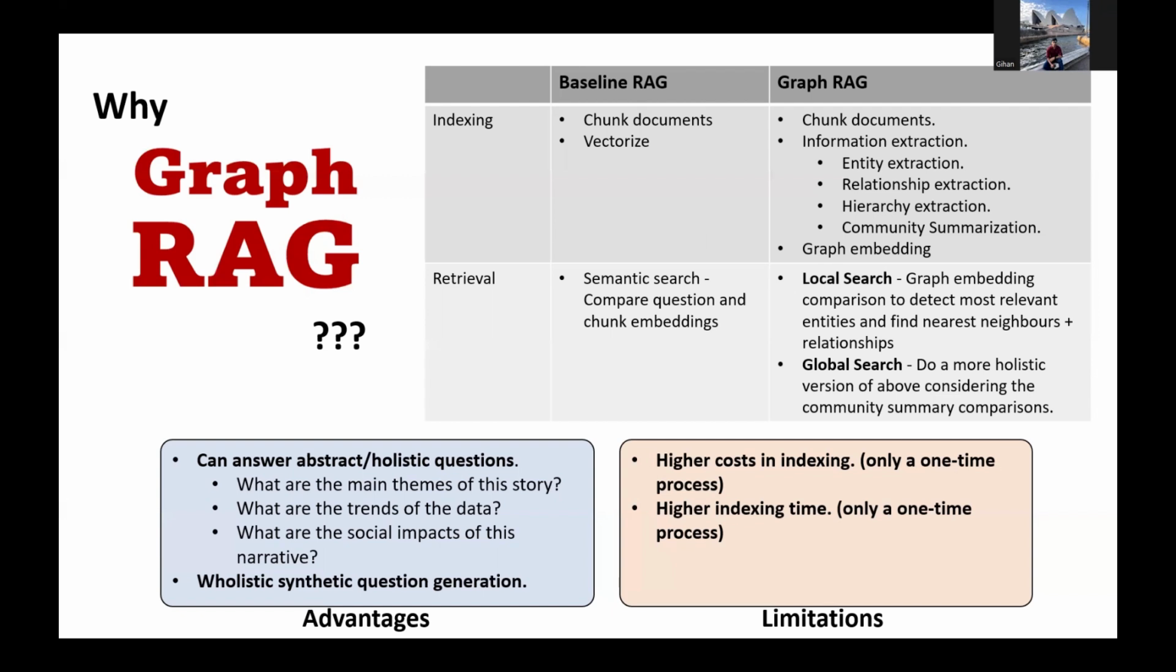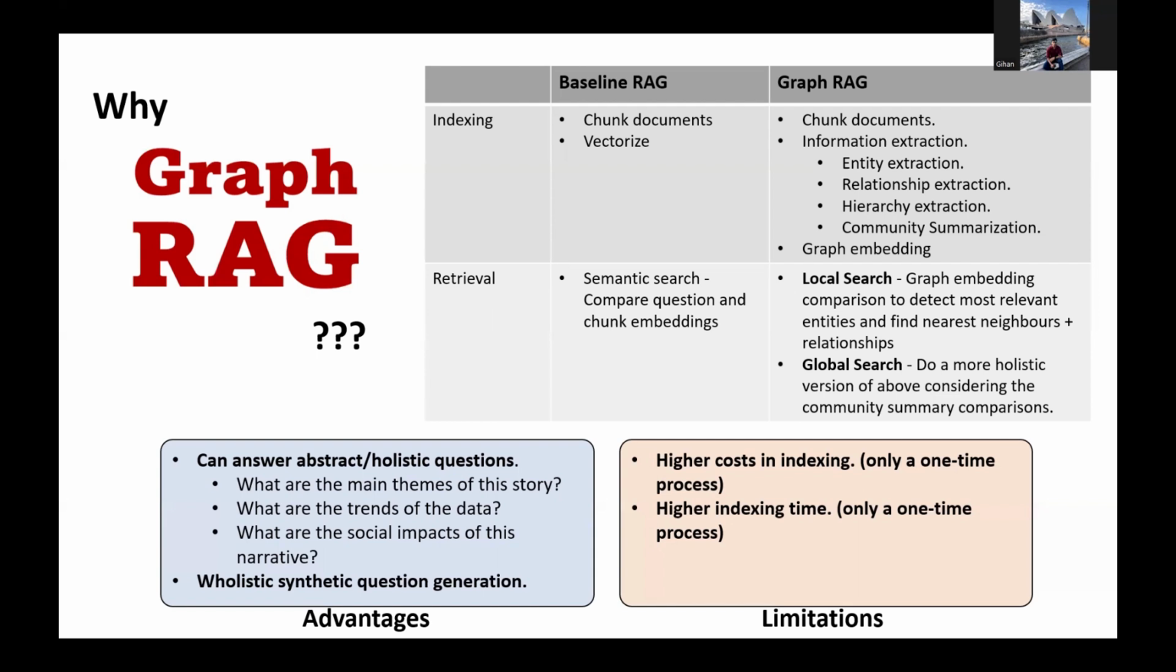So you can see it's a lot more complex and time consuming compared to the baseline RAG. Next, when we come to the retrieval, in the baseline RAG what we have is the semantic search, where we compare the embedding of the given question with the embeddings of the chunks, and we pick up the more suitable chunks in order to augment the answer.